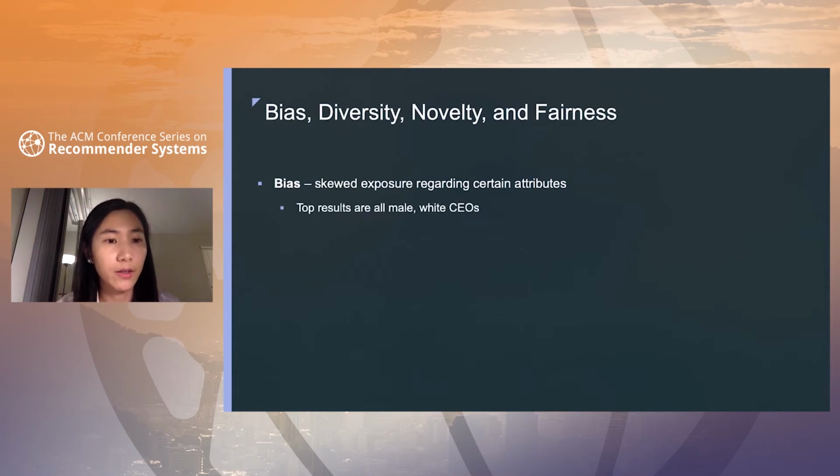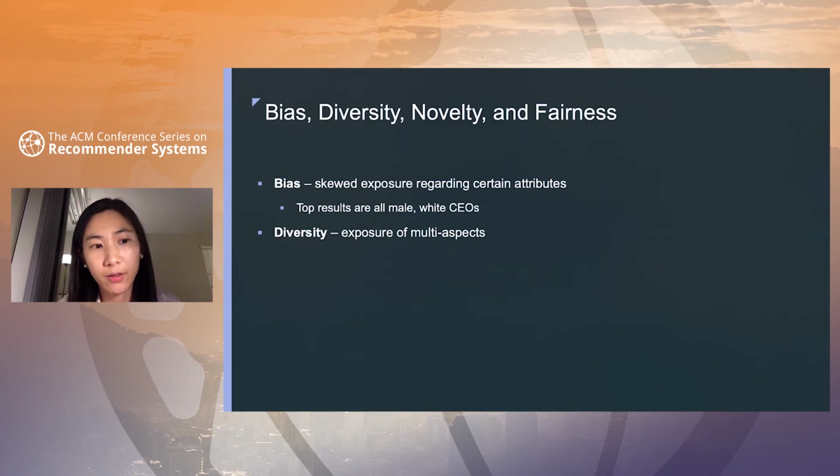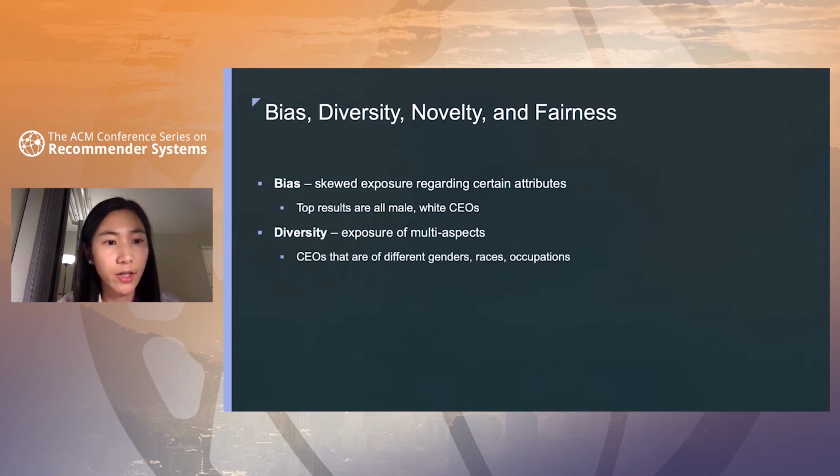For instance, in the image search, where the query is a CEO, the top results are all male white CEOs. This can be considered as skewed exposure and biased against the female CEOs. Diversity is concerning the exposure of different aspects. One topic may have different subtopics, or it may be associated with ambiguities. So the goal of diversity is to improve the coverage of the different aspects. Back to the CEO example, we want the CEO images to be of different genders, races, and occupations.